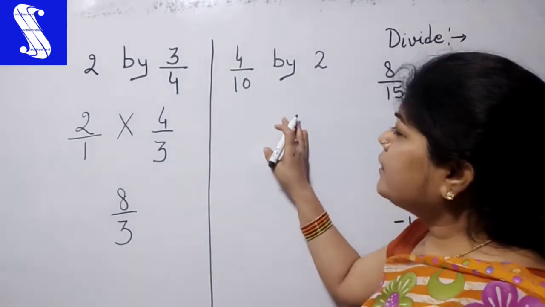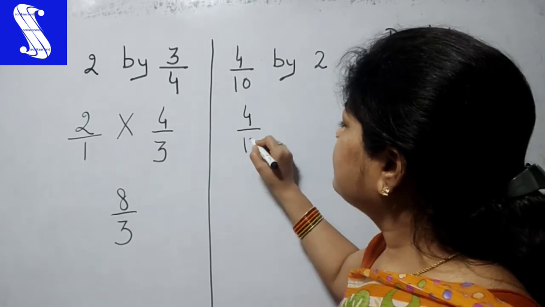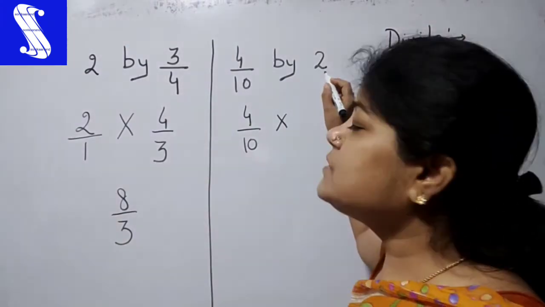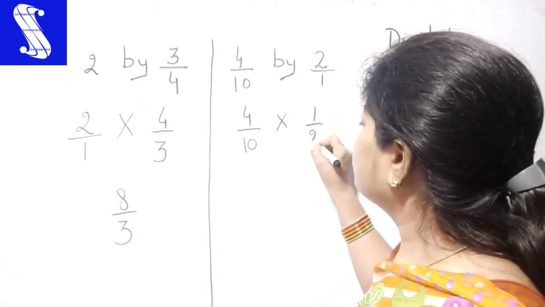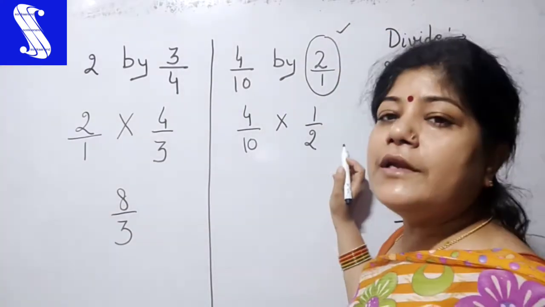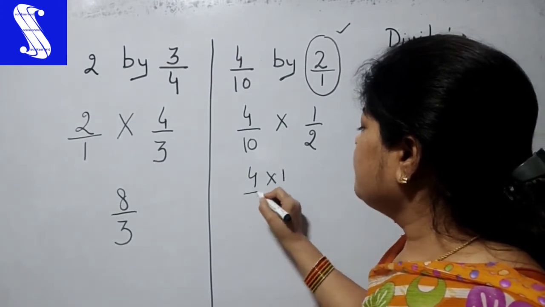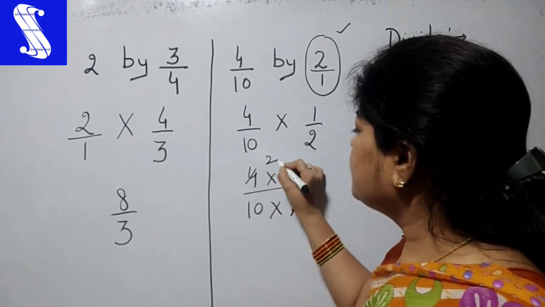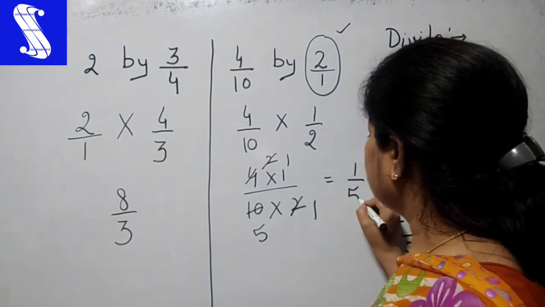Clear? Now here we have 4 by 10 divided by 2, that is, by means into. Just reverse it. That becomes 1 by 2. You have to reverse the rational number which comes later. Always remember this. So it becomes 4 into 1 over 10 into 2. 2 ones are 2, 2 twos are 4. 2 ones are 2, 2 fives are 10. What we have? 1 over 5.